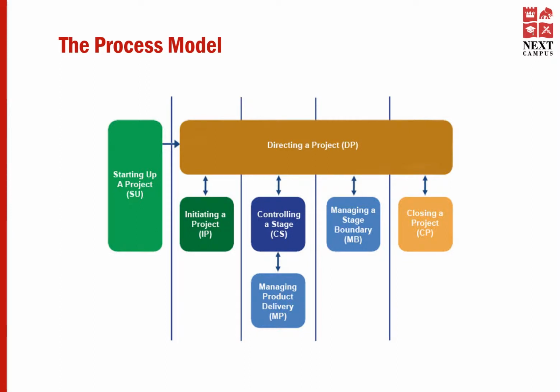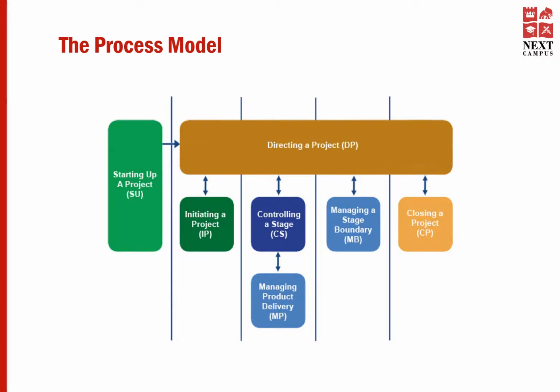Similar to the PMBOK model, the activities you do here would be almost the same. However, this is less prescribed compared to PMBOK. So the intention is to initiate the project. Once you initiate the project, the next stage of the project management is controlling a stage, which is also known as CS. This is the stage where you start monitoring and controlling the project management activities.